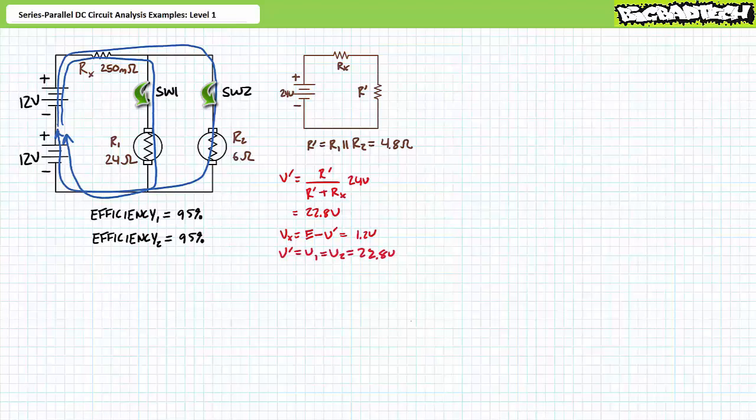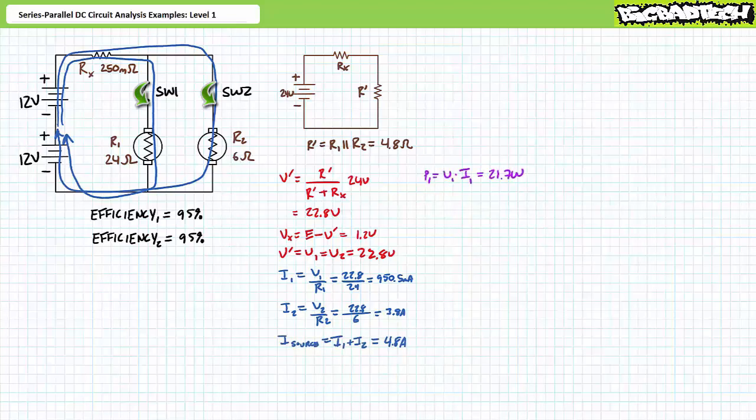Voltage across elements in parallel is the same. V single prime equals V1, which equals V2, and they all equal 22.8 volts. An application of Ohm's law demonstrates that I1 is 950.5 milliamperes. Another application of Ohm's law demonstrates that I2 is 3.8 amps. For the series parallel circuit, source current is equal to I1 plus I2. Substituting in our given values demonstrates that source current is 4.8 amps.